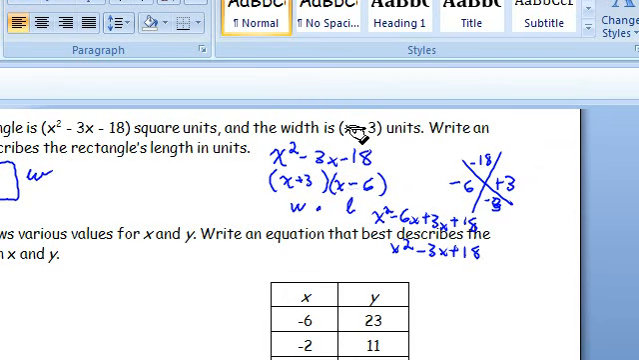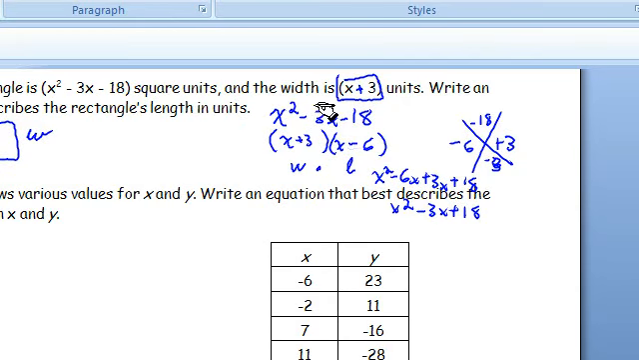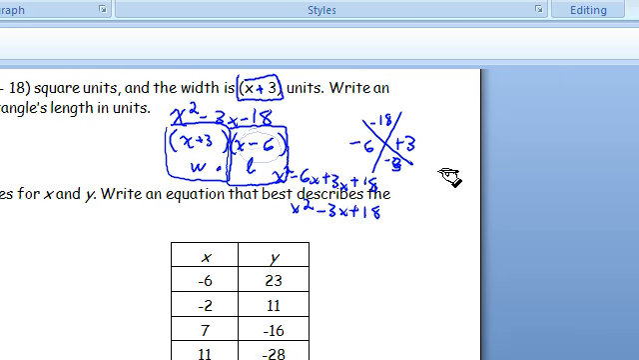Okay, so this problem was written wrong. This needs to be x plus 3 units. And so your missing factor would be x minus 6. All you do is just factor this polynomial to find out what both factors are, and this one represents width, and this one represents length. Done and done.